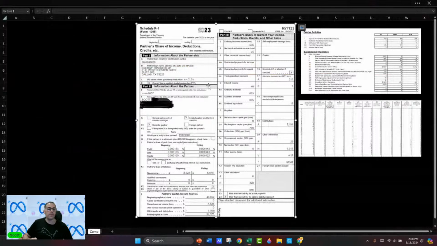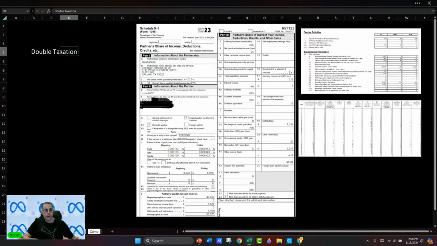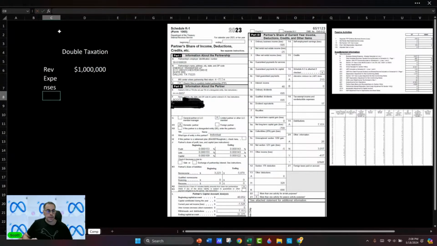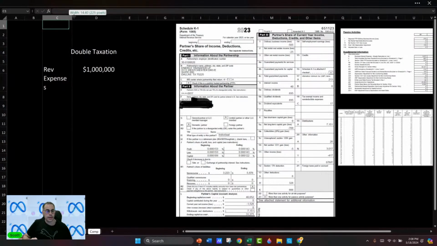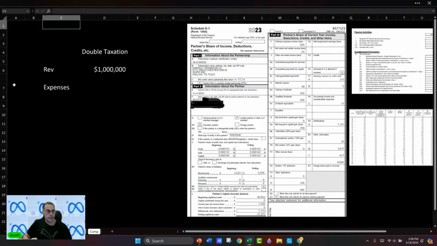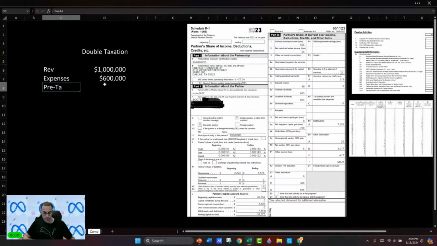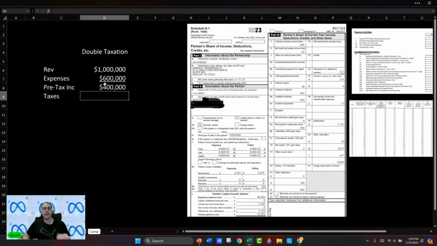I don't know if you've ever heard of the term double taxation. Pretty much every company gets hit with double taxation. So say there was a public company with $1 million of revenue for one year and $600,000 of expenses. This is a simplified way, but the concept is still the same. So pre-tax income is $400K. Let's pretend they pay 25% in taxes. So taxes are 25% of $400K.